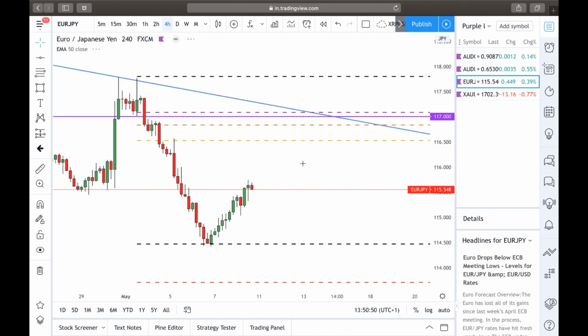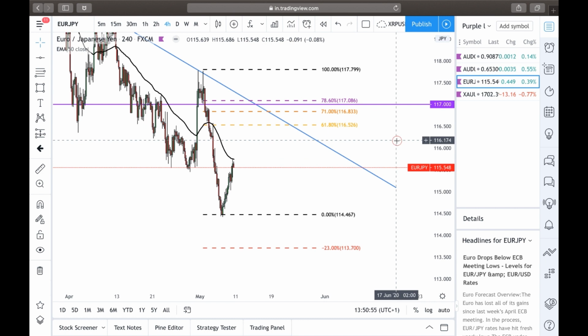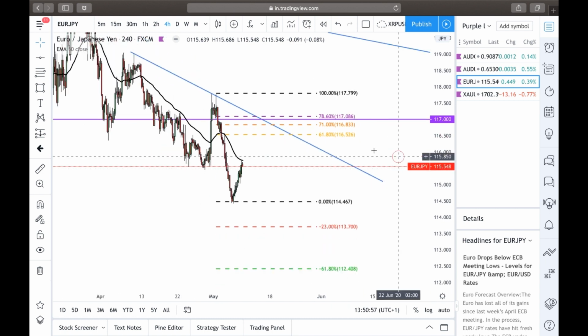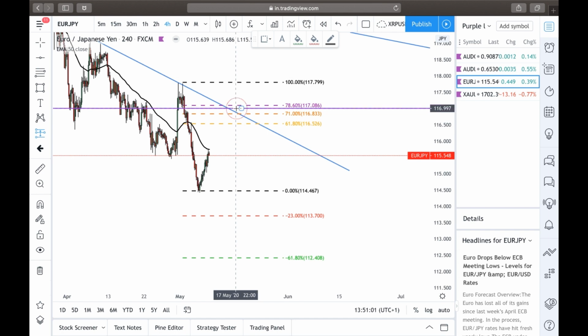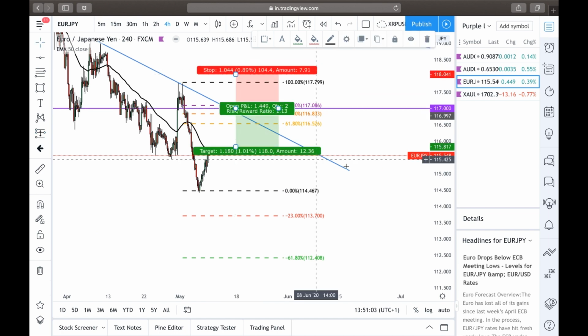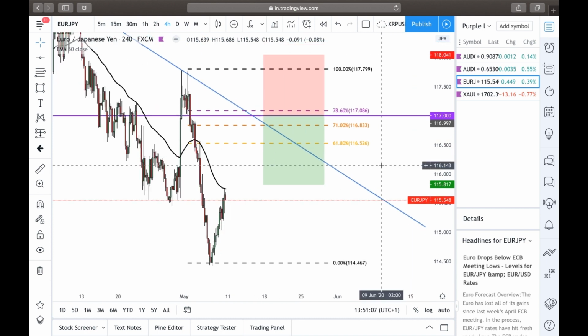So at the moment, this is what I'm seeing. We've got a fib level, descending trend line, psych level, and daily EMA for a short if it rejects, if we see candlestick rejection on the 4 hourly. So what do I mean by candlestick rejection? If you know how to read candlestick rejection, you're making bank.